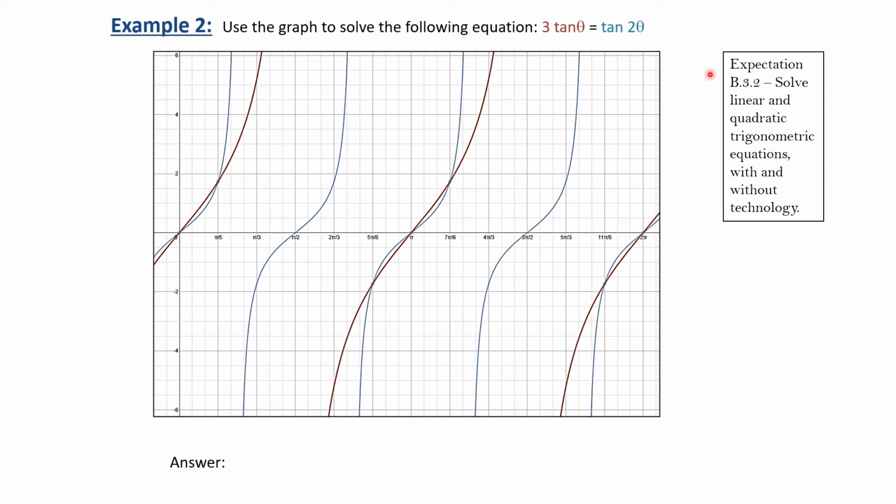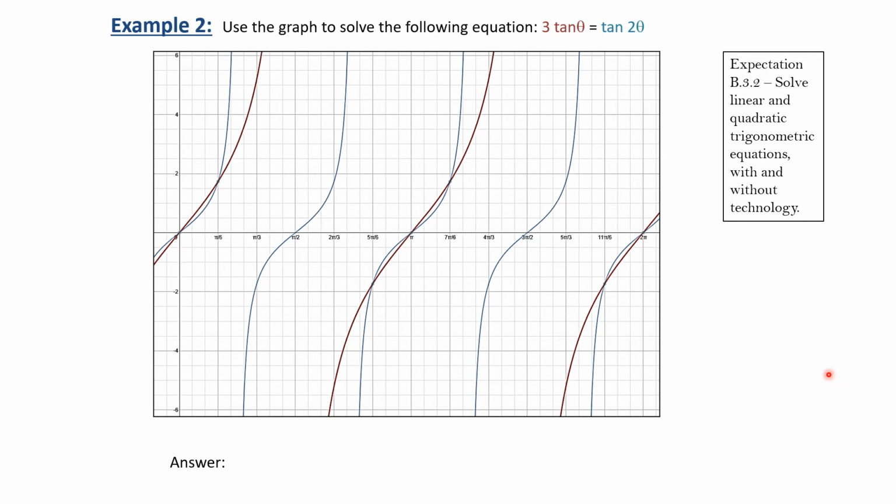And before we answer it, I'm just going to point out the expectation to you. You have to be able to solve linear and quadratic trigonometric equations with and without technology. So this is the with technology part. This is where you are given a graph, or you're allowed to use Desmos to create your own graph to find your answer. So when you're doing it on your own with technology, if you're using Desmos, you just click where they intersect and they'll put little gray dots at the exact answers there for you.